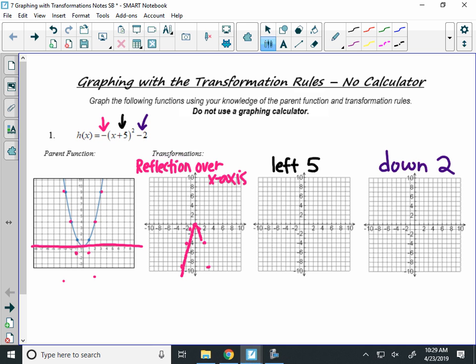That's your first graph. That's the reflection. Oh, I didn't make that perfect, but, oops. There you go. So that one is reflected upside down.